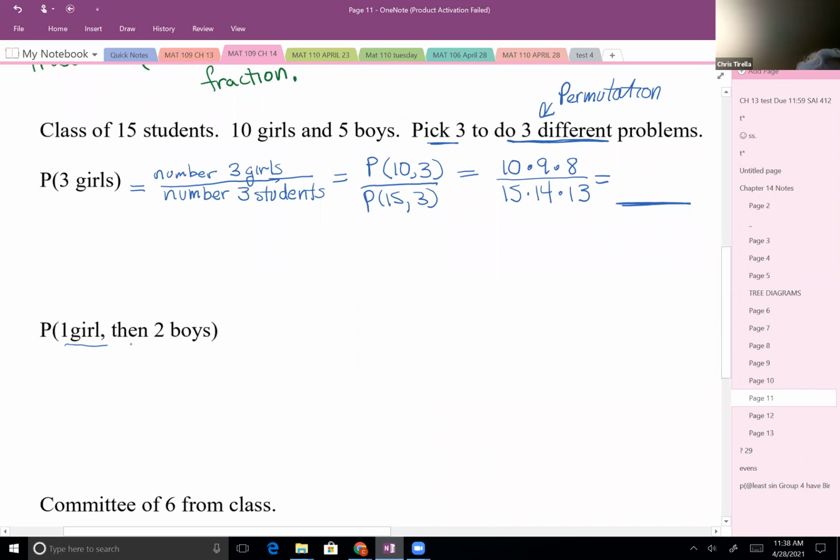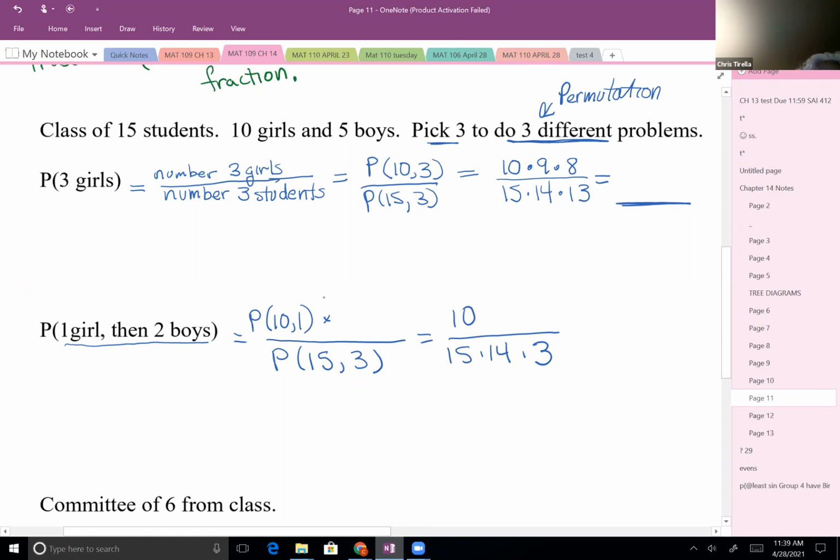Next one asks 1 girl, then 3 boys. Well, the denominator is still that permutation 15, 3, or there's still 15 times 14 times 13 ways of getting those students. 1 girl, well, there's 10, and I want 1 of them. So that would give me the number 10. And remember that word and tells us we want to multiply. We want 2 boys. Well, there's 5 boys and I want 2. So that would be 5 times 4.